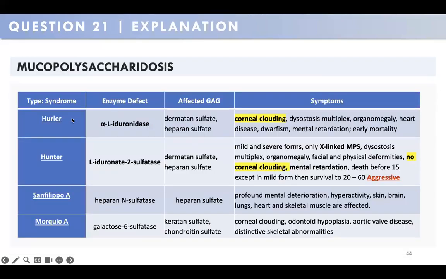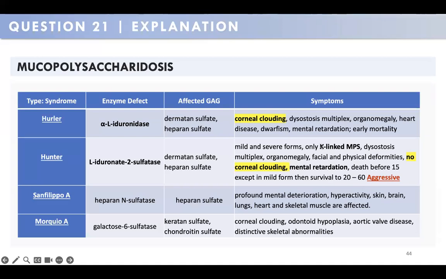So this is from your slides, the Hurler and Hunter. I don't think the last two, the Sanfilippo and Morquio, are really important to focus on. The most commonly tested are the differences between Hurler and Hunter. Both of them cause the accumulation of dermatan sulfate and heparan sulfate, but the key difference in Hurler syndrome is the corneal clouding, along with dysostosis multiplex, which are the skeletal deformities, organomegaly, and mental retardation. Hunter, however, has no corneal clouding, and it is X-linked. So it is important to note that Hunter is X-linked.